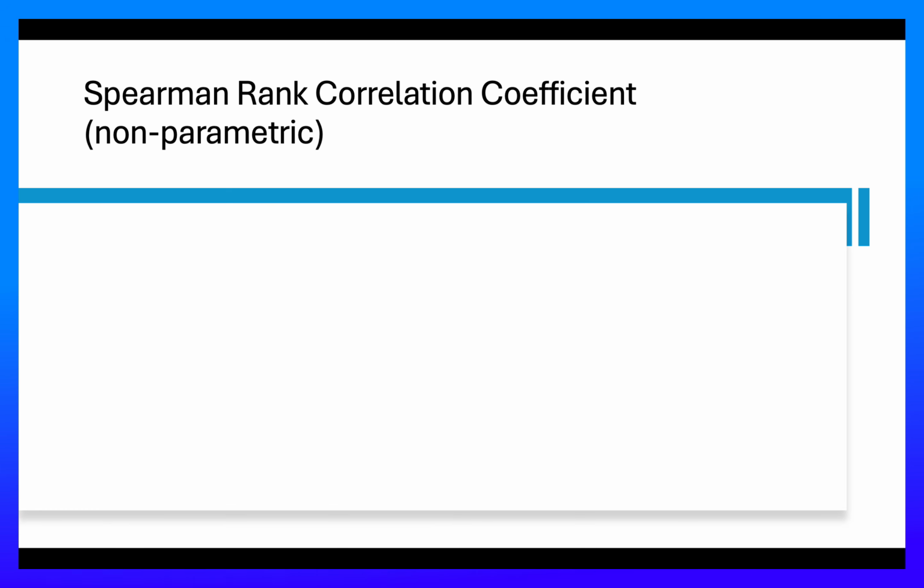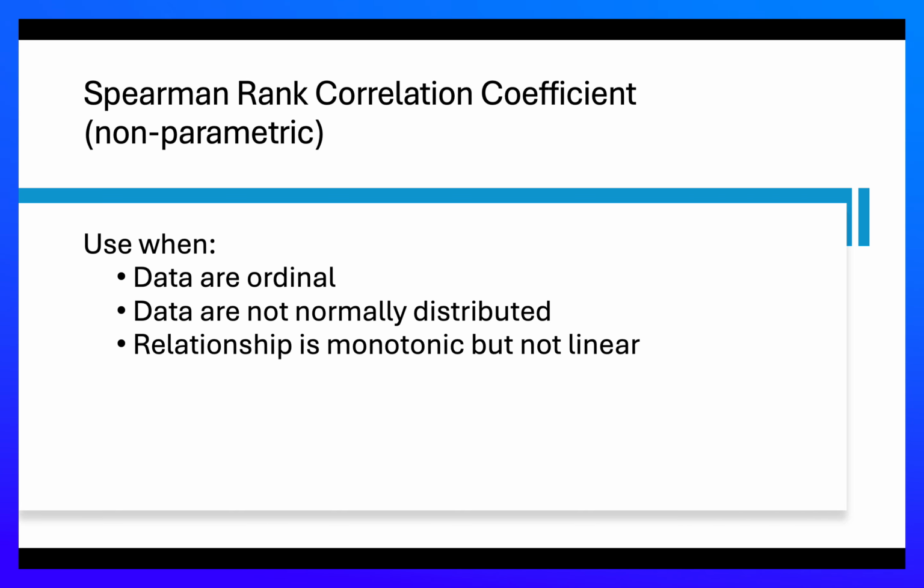Okay, so when our data violate parametric assumptions, like not being on a continuous or interval scale, or not having a normal distribution, or not having a linear relationship, we must use non-parametric tests. There are two types of correlations that are non-parametric that are typically used.